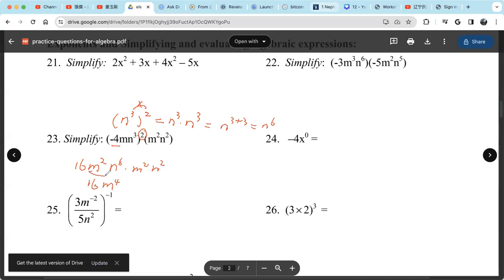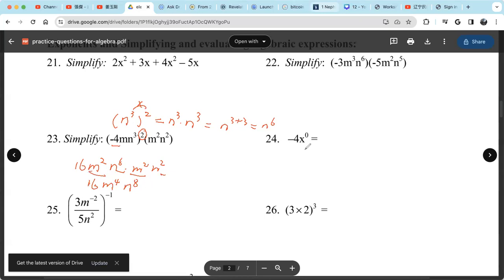Then we have this m raised to 2, and this m raised to 2. For n, we have n raised to 6, n raised to 2. That's 6 plus 2, that's 8. So 16 times m raised to 4, n raised to 8. So m raised to 4 means 4 m's multiplied by each other. N raised to 8 means we have 8 n's multiplying each other.